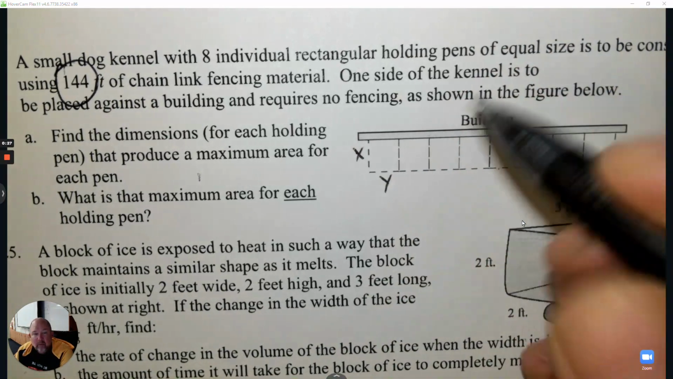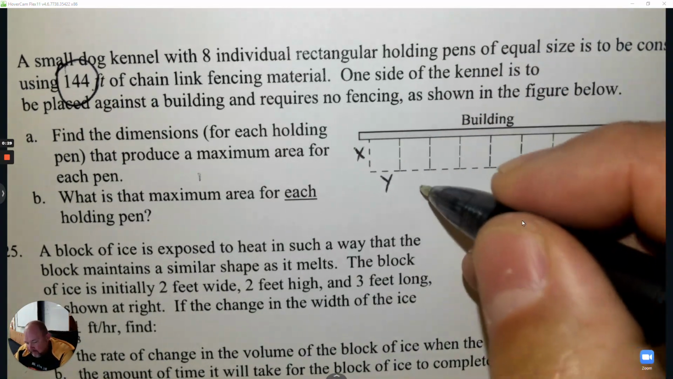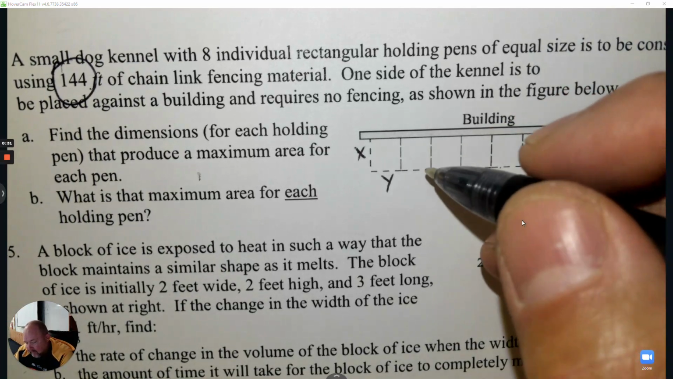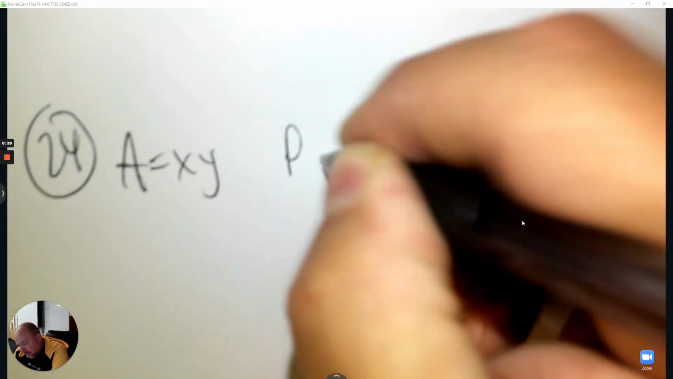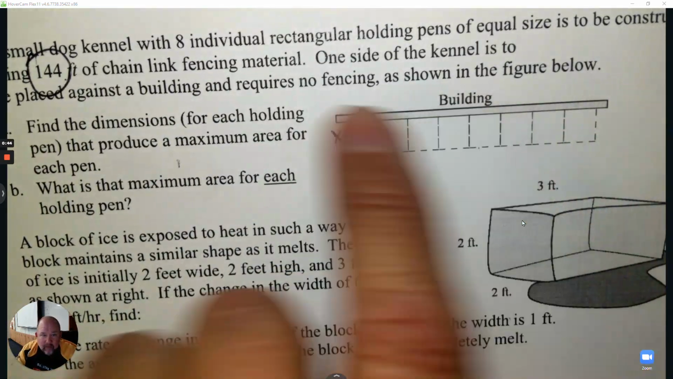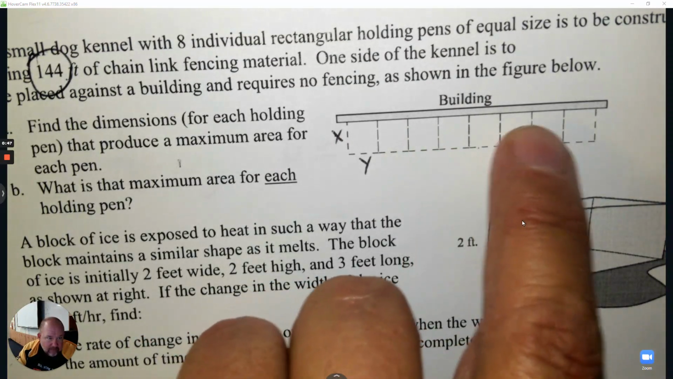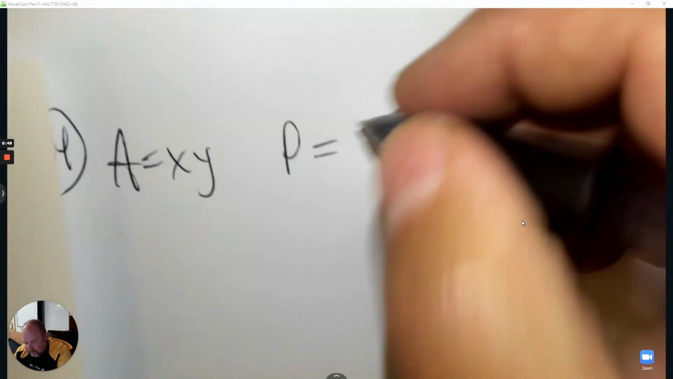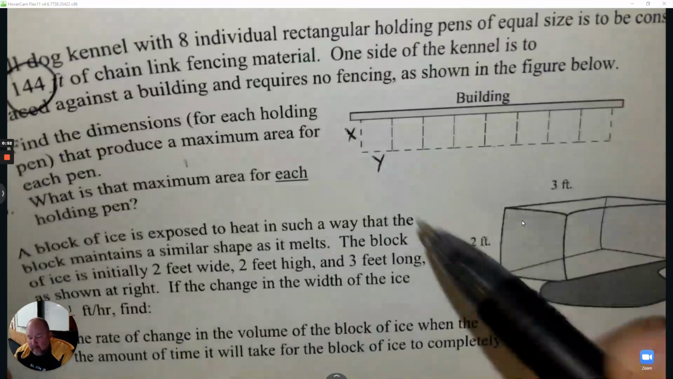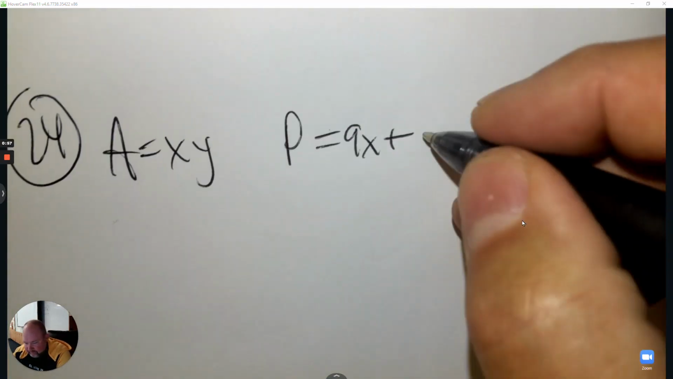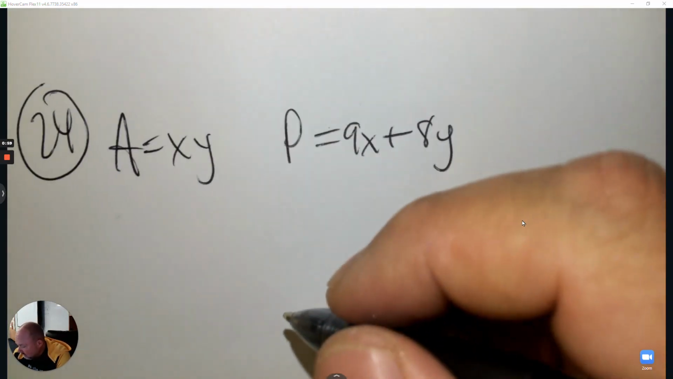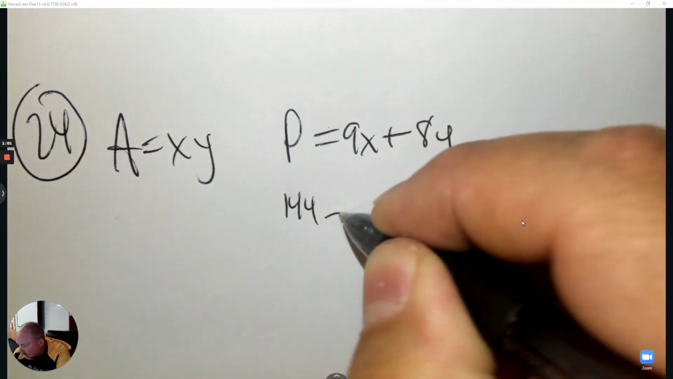So if I label one of the rectangles X and Y, that will give me the area of one of them. So I'm going to start there. But the perimeter, I need to count how many X's across. 1, 2, 3, 4, 5, 6, 7, 8, 9 X's. And how many Y's? 1, 2, 3, 4, 5, 6, 7, 8. And it says the perimeter is 144. How much fencing you need?